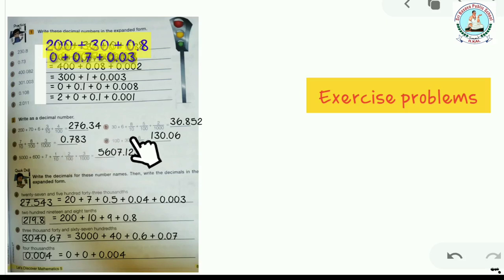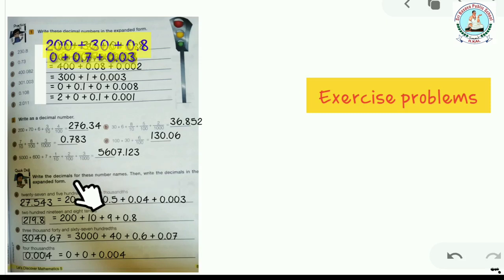130 will make the whole part, and 6 is in hundreds place, and to show the absence of tens place we write the 0 before 6. Next one, it is 5607. So this is the whole part, so we write it 5607. Next, 1 is in tens place, 2 is in hundreds place, 3 is in thousands place.